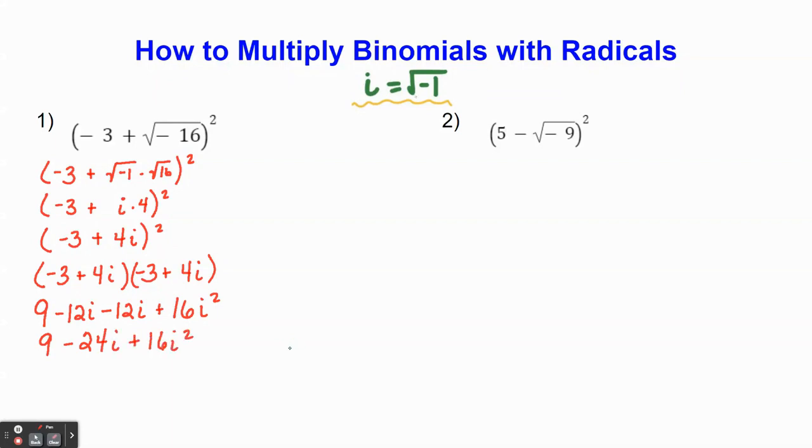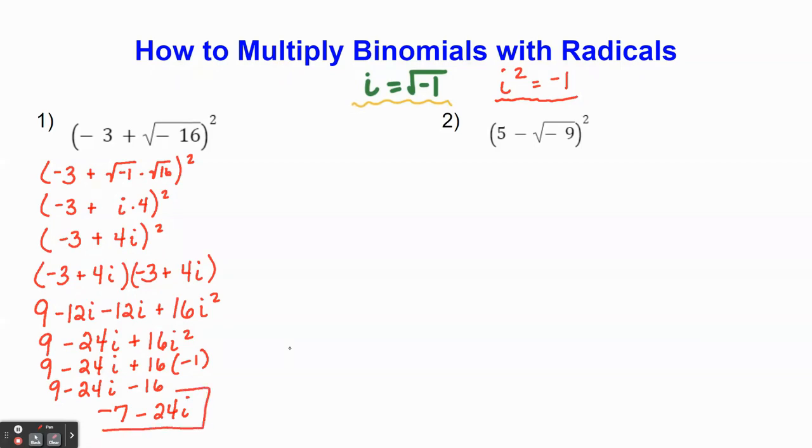And then we have to look at our imaginary numbers. i equals the square root of -1. So if you raise both sides to the second power, you get i to the second equals -1. This is the one we'll probably use as our substitution. So I'm going to replace that i to the second with a -1. So now I have 9 minus 24i minus 16. And now I can combine the 9 minus the 16. That gives me -7 minus 24i.